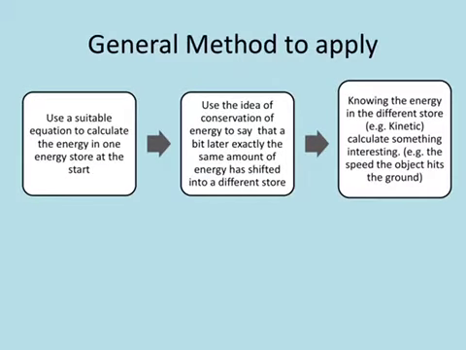Hopefully, looking at these different examples has helped you to see this general approach of choosing an equation to calculate the energy in one store at the start, using conservation of energy to say a little bit later exactly the same amount of energy will have shifted into another energy store, and then finally knowing the energy in that different store to calculate something interesting.